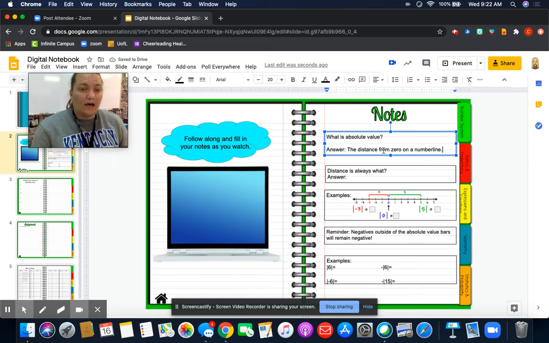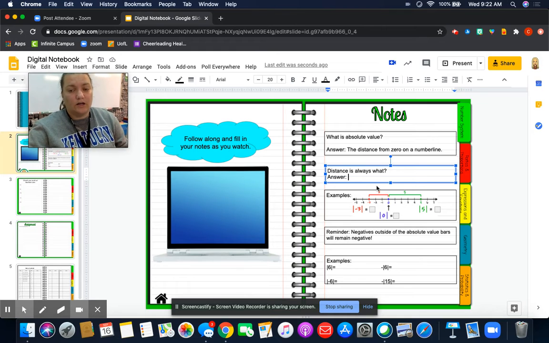So we've been working a lot with number lines and being able to determine the distance between 2 points. When we were dealing with our elevation or with our sea level, we were determining how far apart 2 points were from each other. Now we're looking at how far they are from the number 0. And because of that, distance is always what? Distance is always positive. So no matter what, if you have an absolute value, that answer is going to be a positive number.